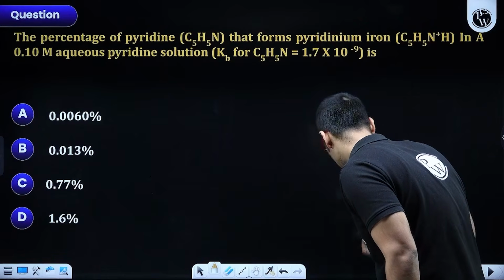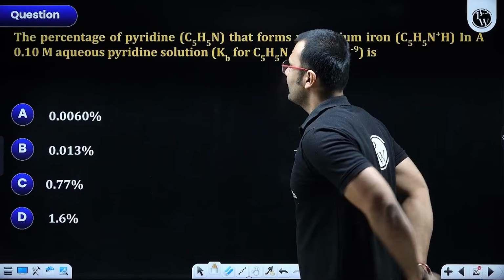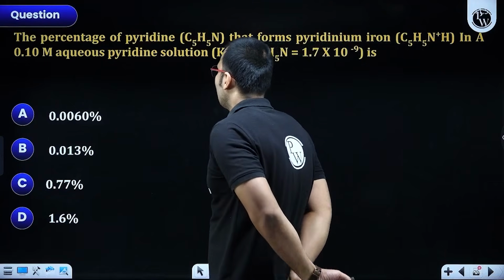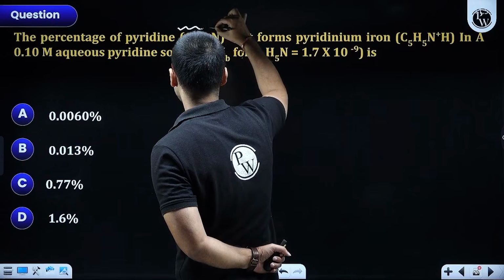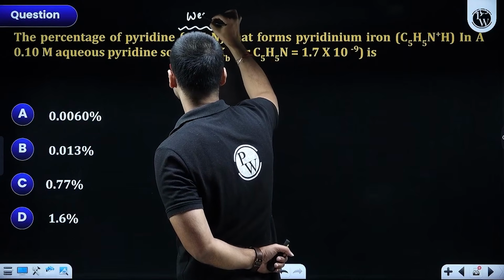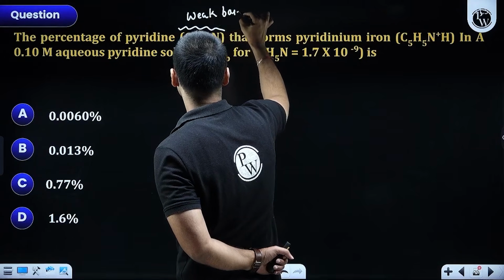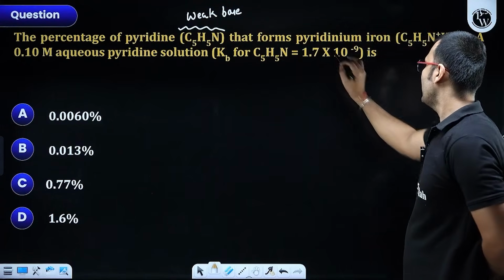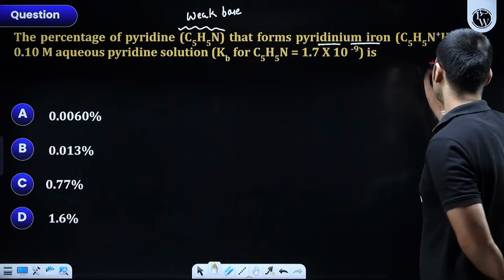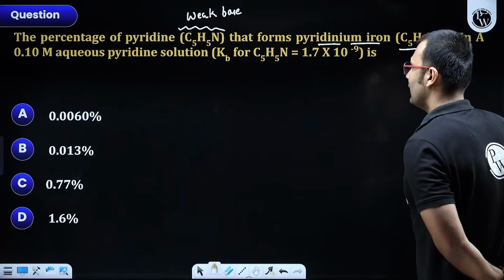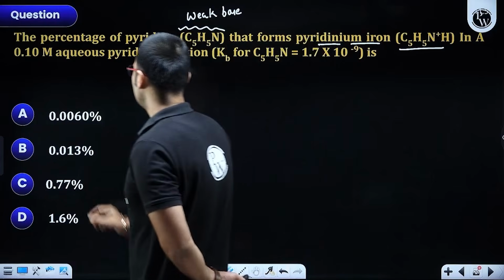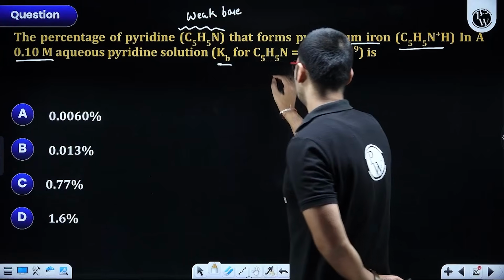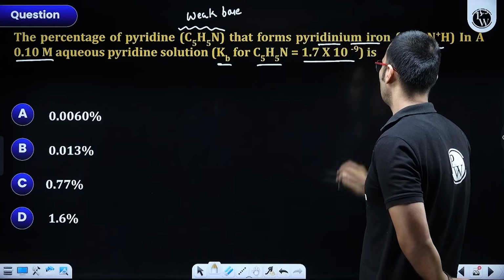I hope the question is pretty much visible to you. The question is the percentage of pyridine. Pyridine is an organic base, but organic bases are mostly weak bases, right? So the percentage of pyridine, which is a weak base that forms pyridinium ion after absorbing H plus, in a 0.1 molar aqueous pyridine solution, and Kb for pyridine is given as 1.7 into 10 power minus 9.